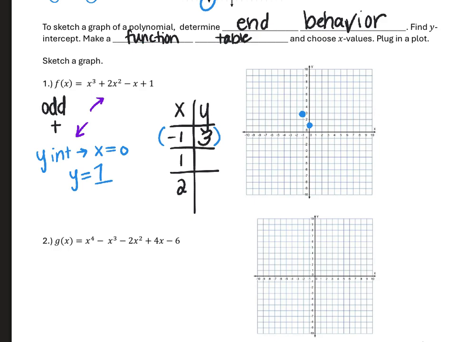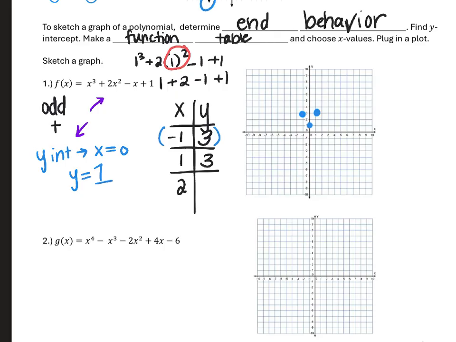All right, let's plug in 1. 1 cubed plus 2 times 1 squared minus 1 plus 1. 1 cubed is 1. Do this first. 1 squared is 1 times 2, plus 2 minus 1 plus 1. So what do we get? 3 again. So let's plot that. It does mirror, but that is just lucky. It's not always going to mirror.